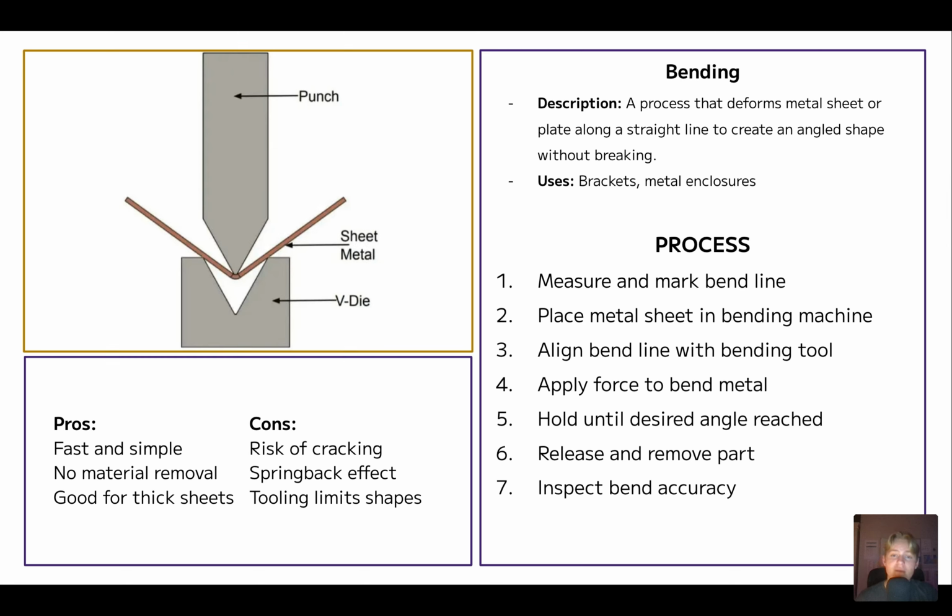The process you describe in your exam would be marking and measuring a bend line, placing the metal sheet into the bending machine, aligning the bend line with the bending tool or punch, and then applying force to bend the metal, holding it until the desired angle is reached, and raising and removing the part to then inspect the bend for accuracy.